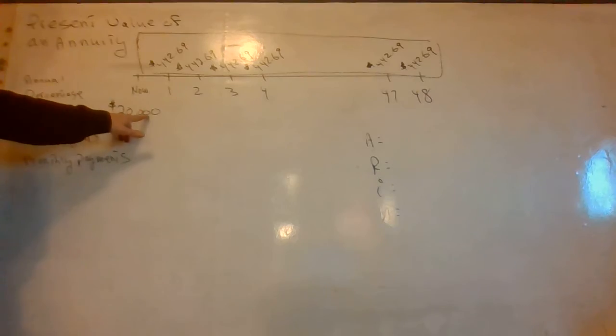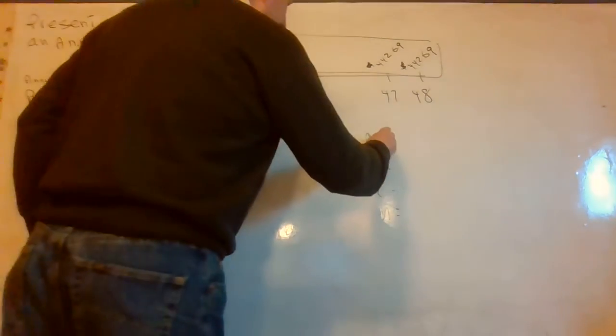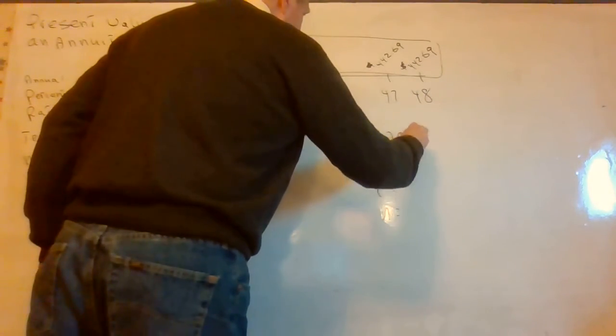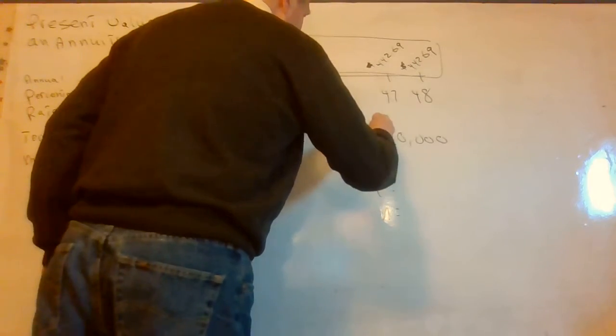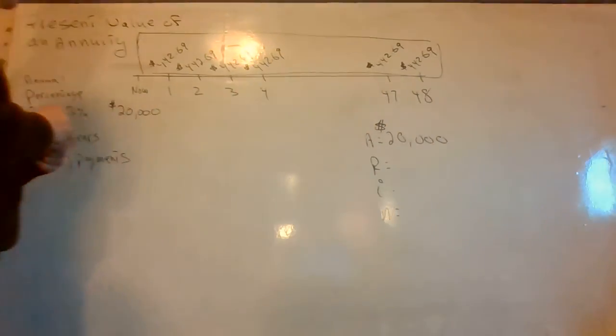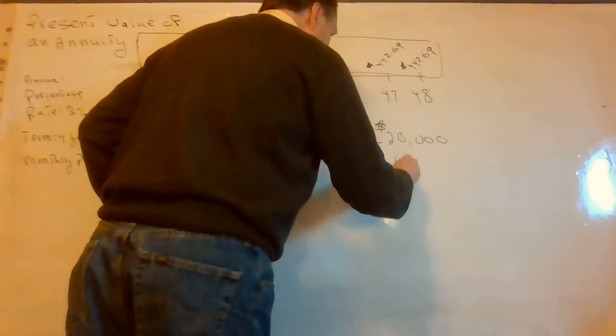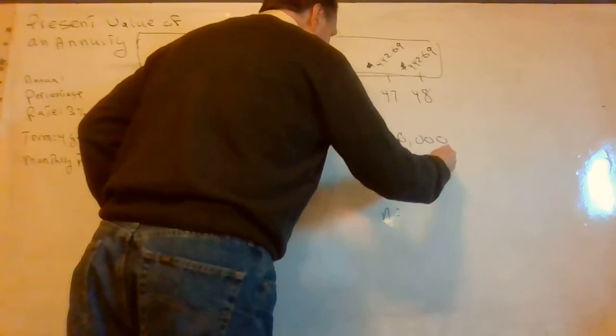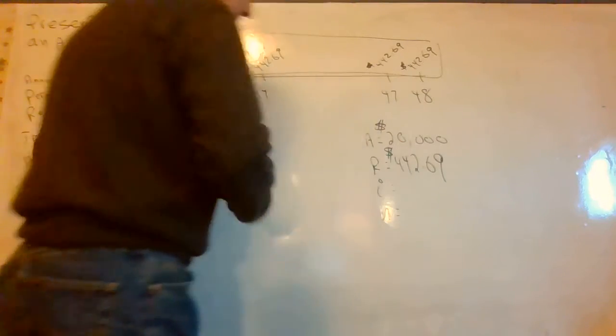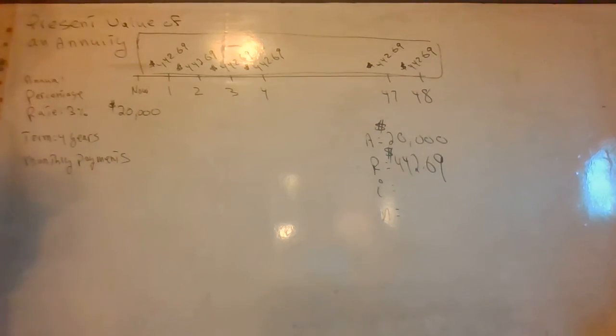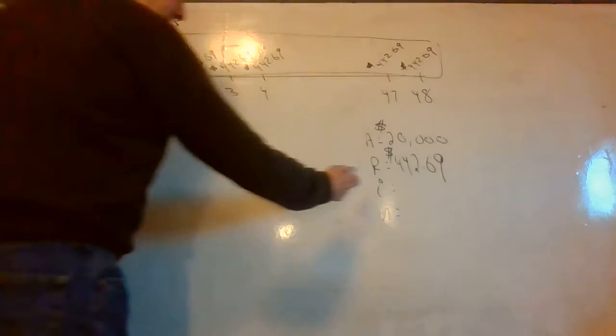Now, the present value, 20,000, is what we call A. We'll eventually connect this with a formula in a couple sections. The payment size is what we call R, 442.69. I is what's called a periodic rate. In this case, it would be the monthly rate.